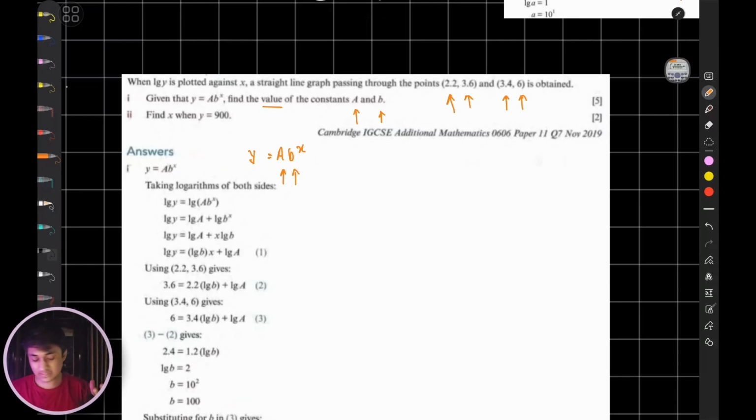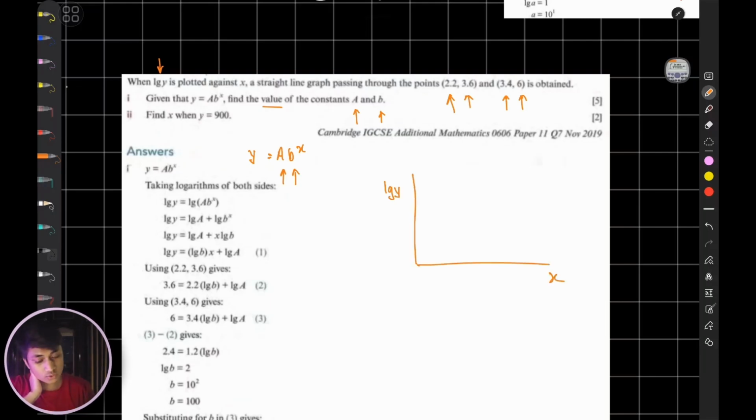Now, how do you do these types of questions? You're going to break it down using logarithms. Now, over here, do you see e anywhere? No, you don't see an exponential value over here. You don't see the use of e. Plus, they've also given you this bit of information that a graph of log y has been plotted against x.